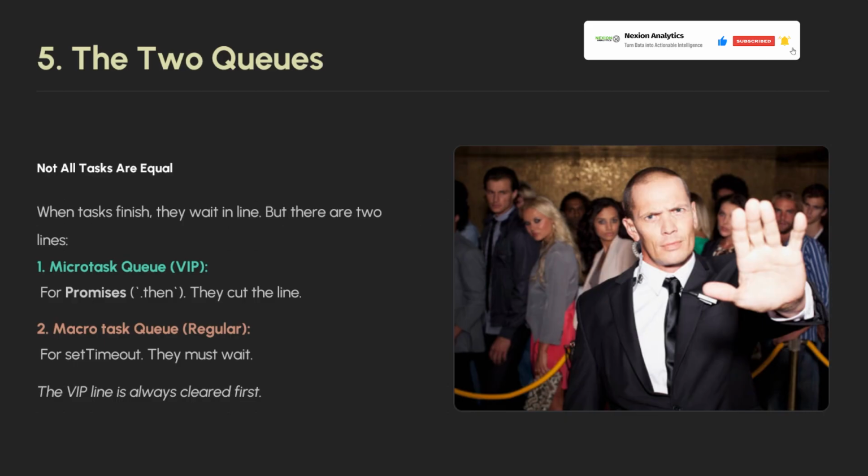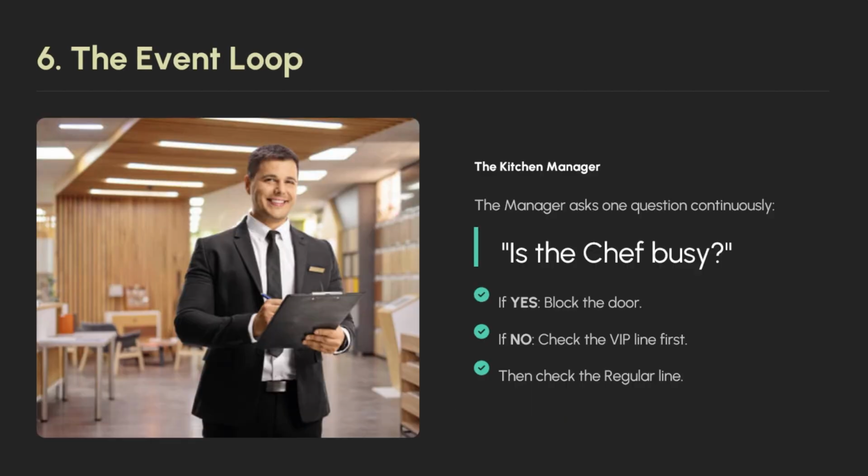A promise is just code that's saying, I promise to give you a value soon. Because the browser thinks the data is important, promises get a VIP pass. Next is the event loop. This is the manager.